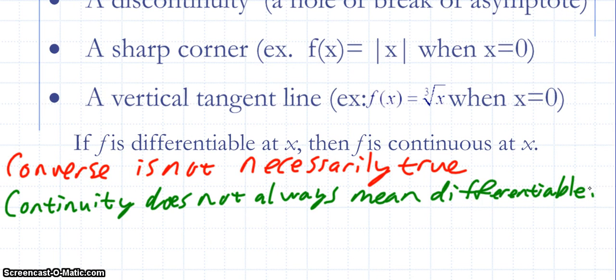And that should make sense because two of the examples we gave up here of where something is not differentiable, they are continuous functions, like absolute value of x, continuous function, not differentiable at x equals 0. Cube root of x, continuous function, not differentiable at x equals 0.